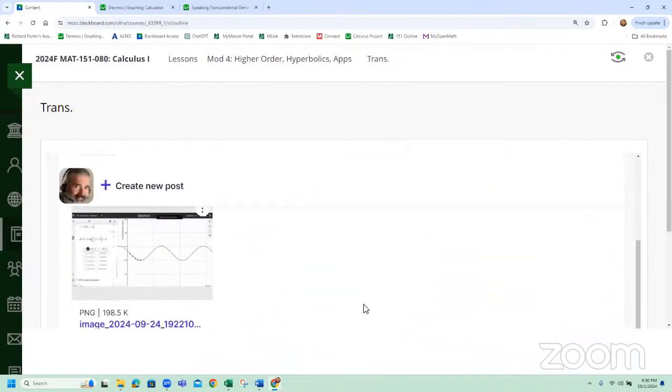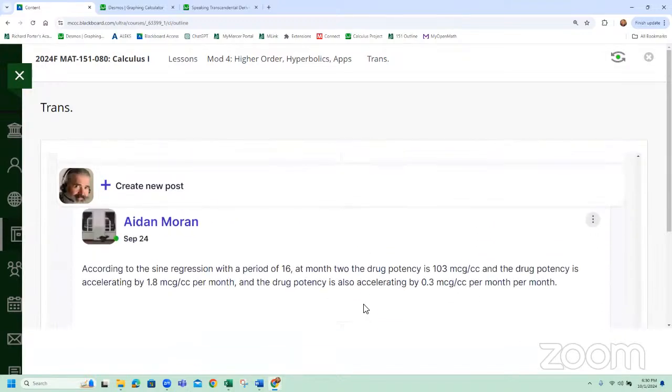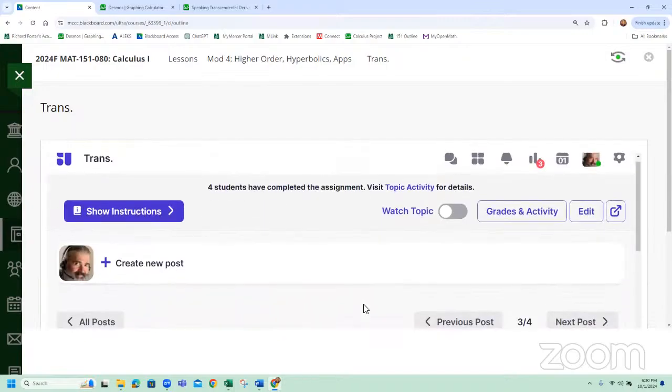All right, next group. Sebastian's group is doing drugs. And nobody's speaking it. So Aiden, could you read yours out loud since you're here? According to the sine regression with a period of 16, at month 2, the drug potency is 103 micrograms per cc, and the drug potency is accelerating by 1.8 micrograms per cc per month, and the drug potency is also accelerating by 0.3 micrograms per cc per month. Beautiful. Wonderful.